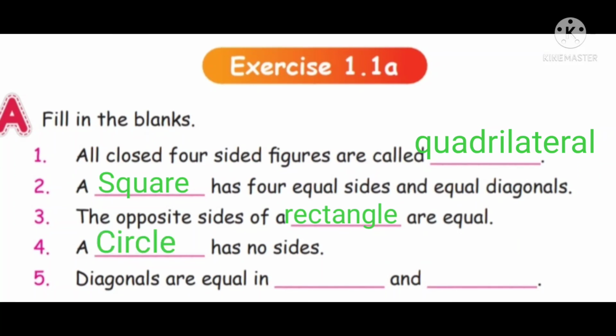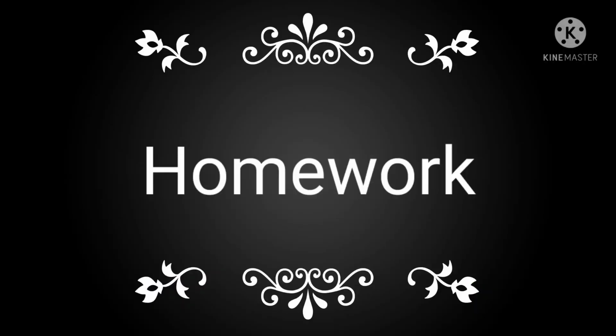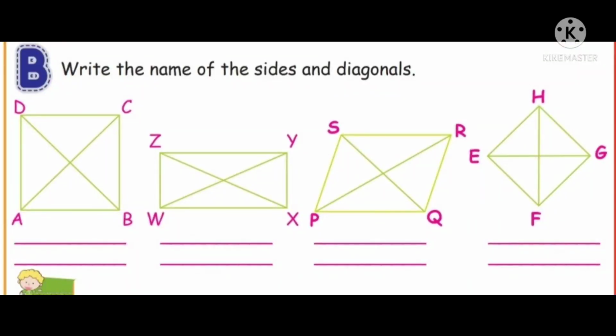Fourth one, a dash has no sides. Yes, we know that. Circle. Fifth one, diagonals are equal in dash and dash. Which shapes have that? Yes, it is square and rectangle. The last part is homework. See that? Write the names of the sides and diagonals. You have to find the sides and also the diagonals.